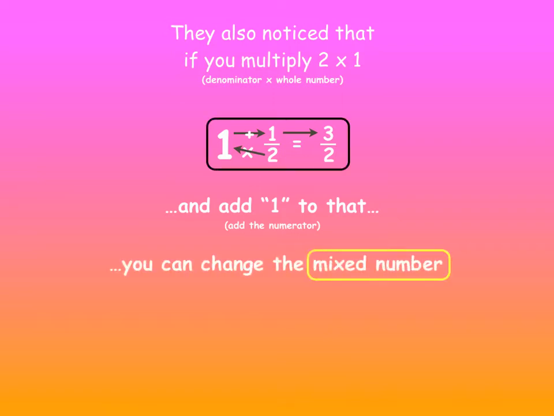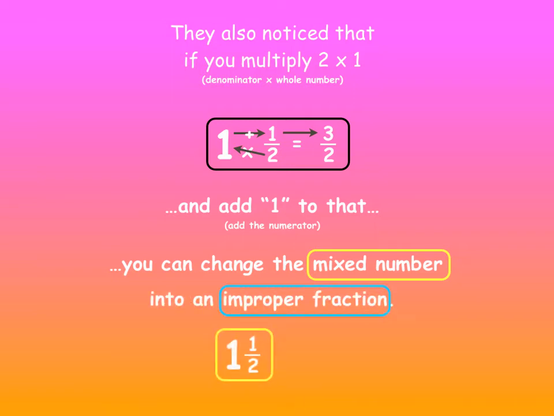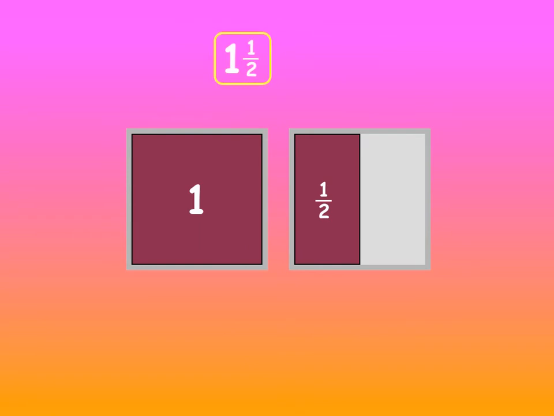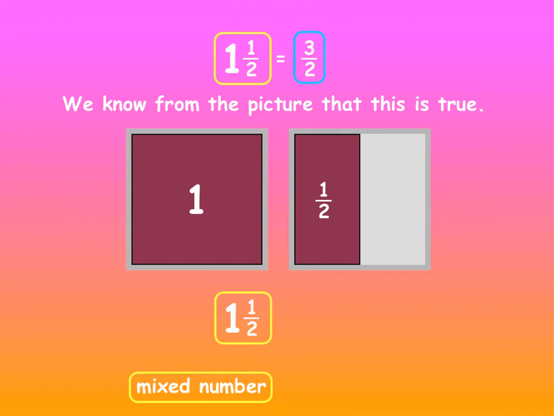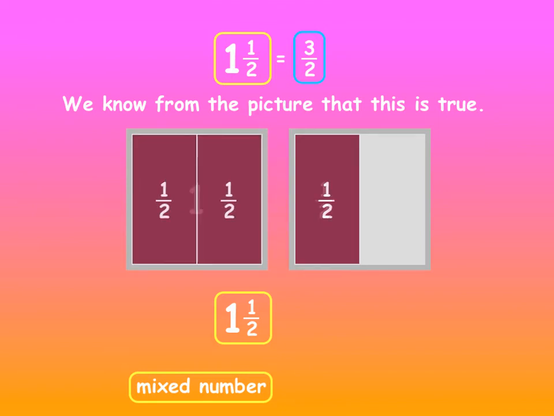You can change the mixed number 1½ into an improper fraction, 3/2. 2 different names for the same thing. 1½ equals 3/2. We know from the picture that this is true. 1½ is a mixed number. The same thing split up in a different way is 3/2, which is an improper fraction.